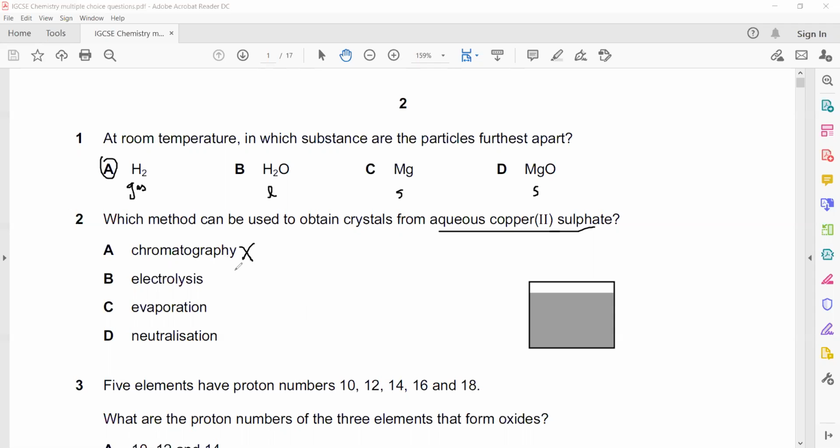For B, electrolysis, it's used to separate the ionic compounds. C is evaporation, so that's why C is the right answer. Neutralization: when acid reacts with an alkali, it results in the formation of salt and water. We call that neutralization.